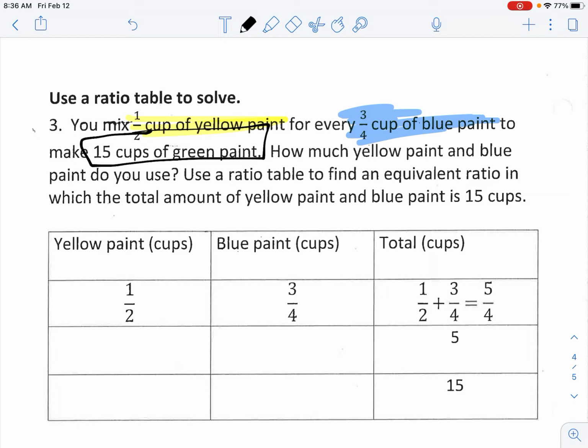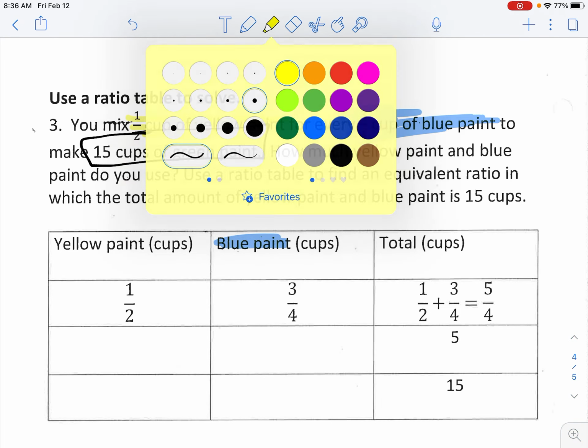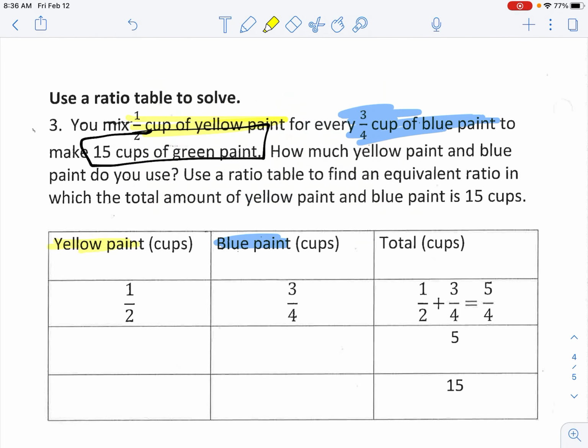Use a ratio table to find an equivalent ratio in which the total amount of yellow paint and blue paint is 15 cups. Okay, so let's take a look at our table here. I've got blue paint in the middle, yellow paint on the left, and we've got our total cups. So the final question was, use the ratio table to find an equivalent ratio in which the total amount is 15 cups. Okay, so the first thing I'm going to do, this is 5 cups total over here. How would I get to 5?